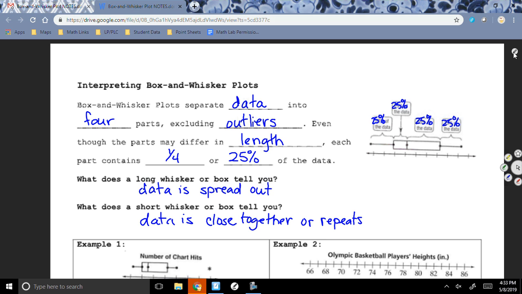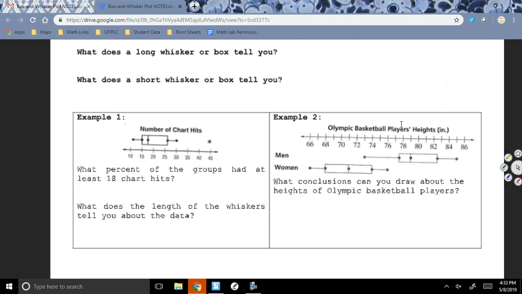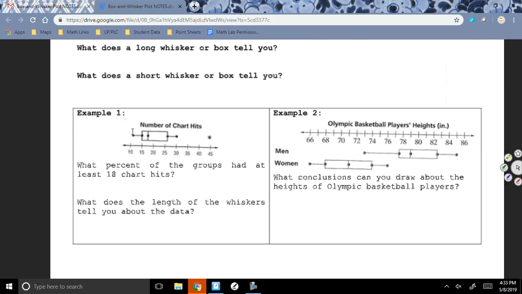All right. So looking at our 2 examples, we have number of chart hits, and I just wanted to point out something on this one. We didn't talk about how to find outliers, but this little star that's way on the right of this box and whisker plot, that's how we would mark an outlier. If you have one piece of data that's way far away from all the rest of them, that's going to be marked as an extra dot on your box and whisker plot. It's not going to be part of that whisker. So if you see an extra dot, that's an outlier.